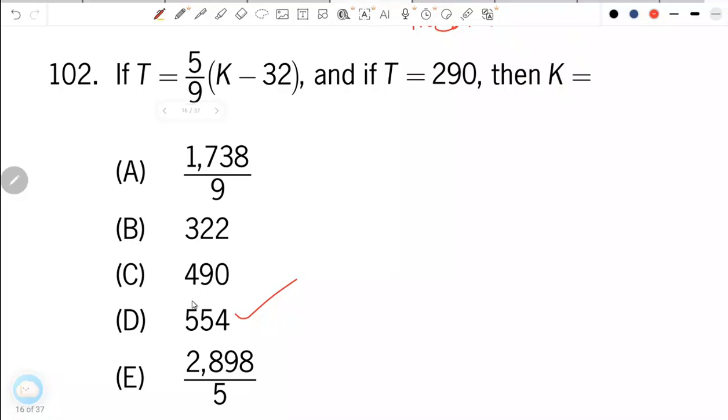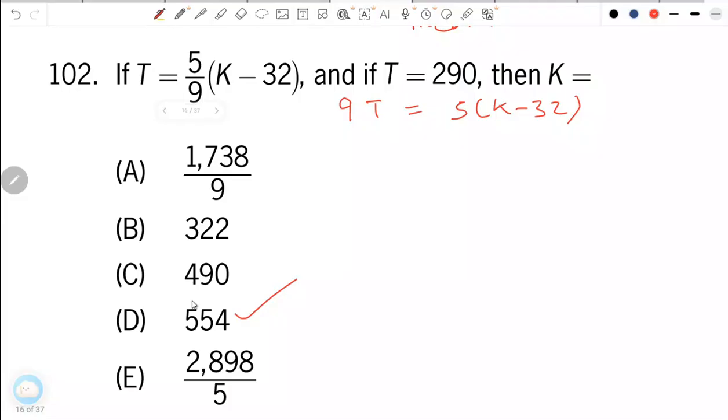So what I did was, we just have to find k, right? So I rearranged the first equation. I said 9 times t is equal to 5 times k minus 32. Do you see that? Do you understand how I did that? It rearranges to 9t equals 5 bracket k minus 32.